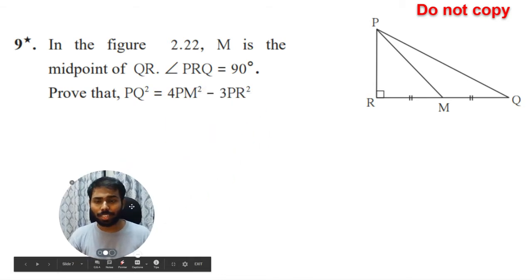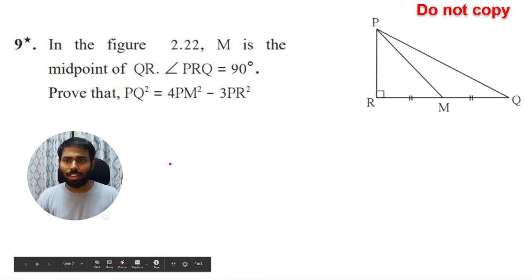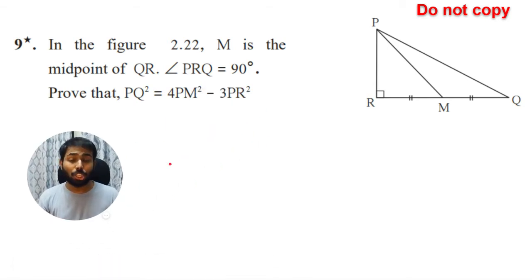Question number 9. Now, question number 9 is very interesting. Okay, and it will be very fun and challenging to solve this question. So the question reads, in figure 2.22, so यहाँ पे figure है, okay, 2.22, m is okay. Before I move ahead, let us see this figure. इसमें क्या दिख रहा है? What I can see is that two right angle triangles.